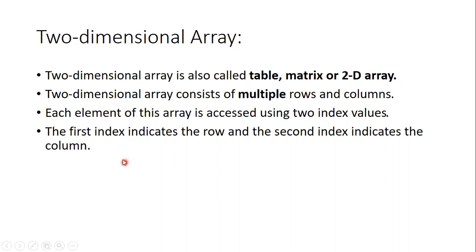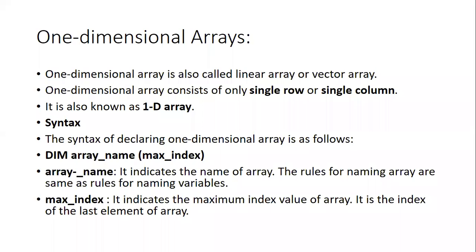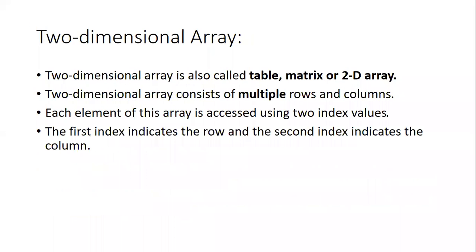The other type of array is the two-dimensional array. Mainly, the types of array which we learned in the third slide were one-dimensional and two-dimensional. We have discussed the one-dimensional array. Now it's the turn of the two-dimensional array. As is clear from the name, it would have two dimensions.